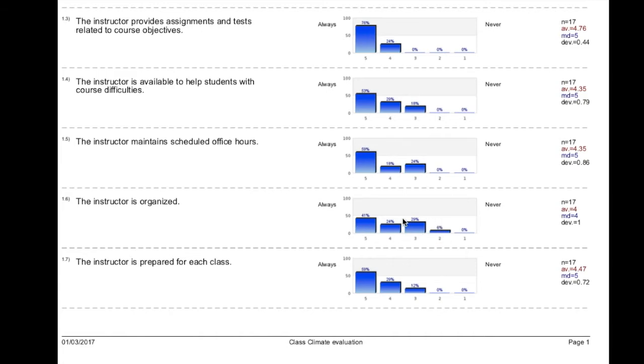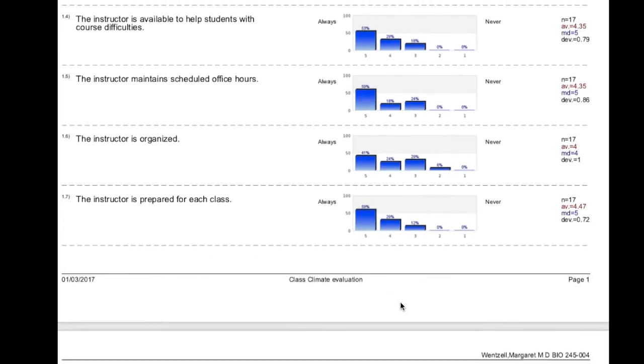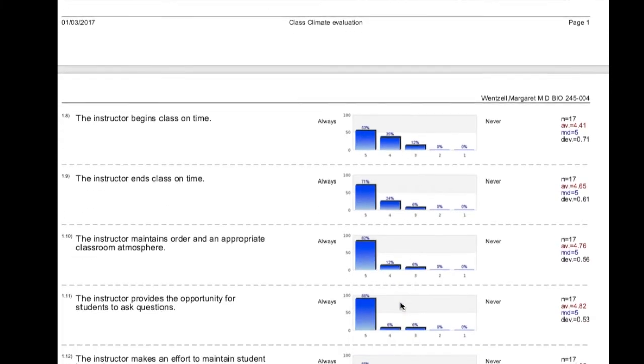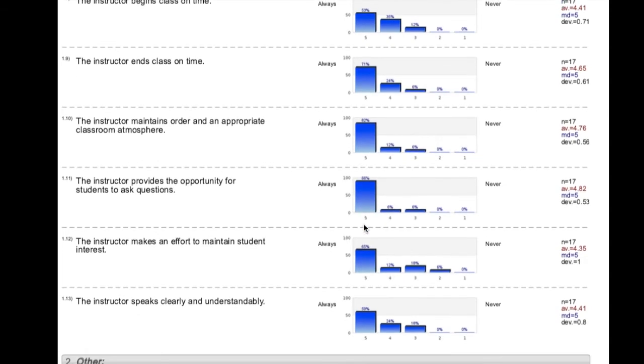Mixed results here for the instructor is organized. Some people said nope, not really organized at all, and most people said definitely. The instructor is prepared for each class. Strongly agree, I suppose, with that. What else we got? The instructor begins class on time, ends class on time, maintains an orderly and appropriate classroom atmosphere. It's a pretty high score there. That's nice. The instructor provides the opportunity for students to ask questions, makes an effort to maintain student interest, speaks clearly and understandably.